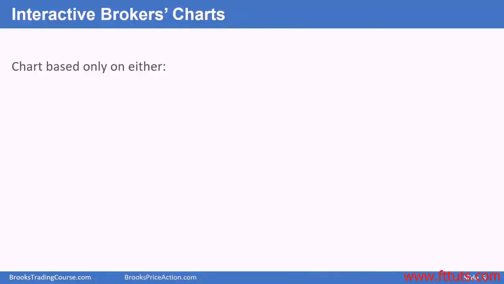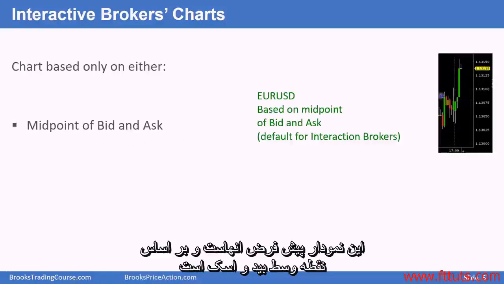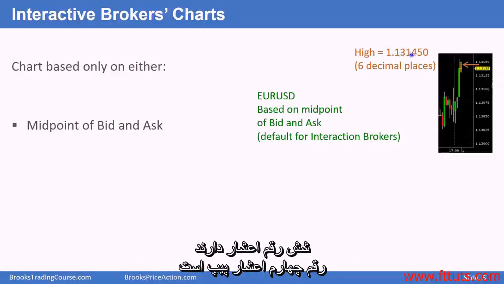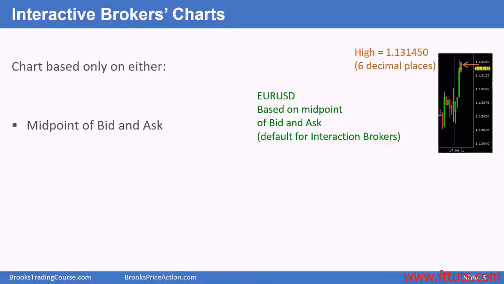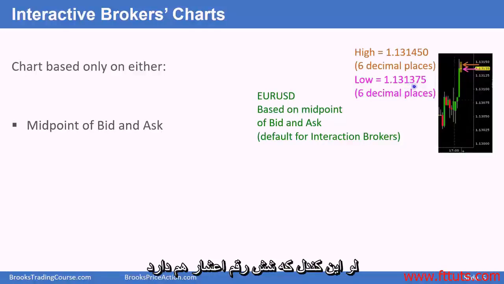Interactive Brokers bases their charts on the midpoint of the bid and ask. Here is an example of a chart based upon the midpoint of the bid and ask. That's their default chart. They carry it out to 6 decimal places. 4 is the pip, and then they have 2 more decimal places beyond that. Most traders cannot trade those last 2 decimal places because the price moves too fast. The low of that bar right here is 6 decimal places as well.